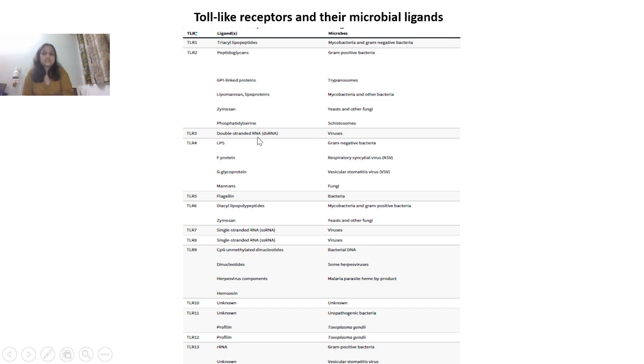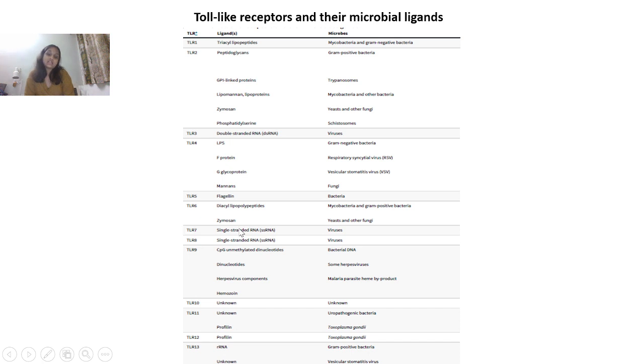TLR3 can recognize the double-stranded RNA from viruses. Double-stranded RNA viruses it can recognize. TLR4, as I already told, can recognize LPS from gram-negative bacteria, F protein from respiratory syncytial virus, G glycoprotein from vesicular stomatitis virus, and mannans from fungi. TLR5 can recognize flagellin from bacteria. TLR6 can recognize diacyl lipopeptides from mycobacteria and gram-positive bacteria, and zymosan from yeast and other fungi.